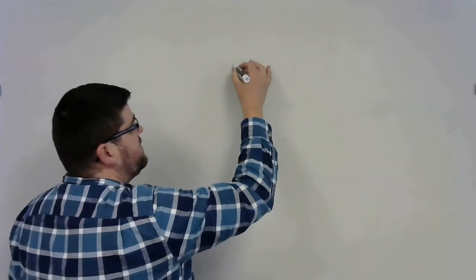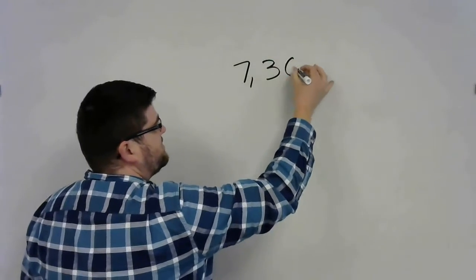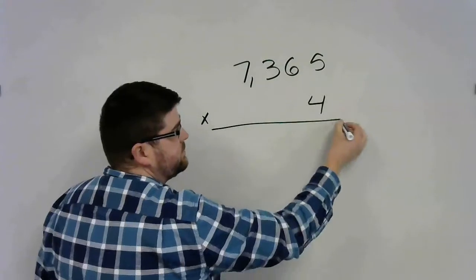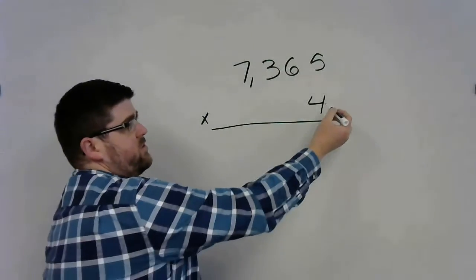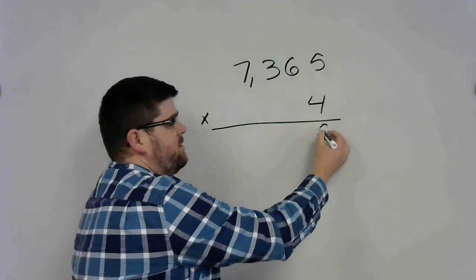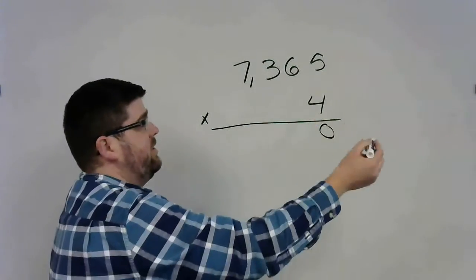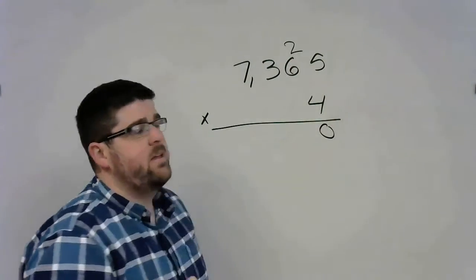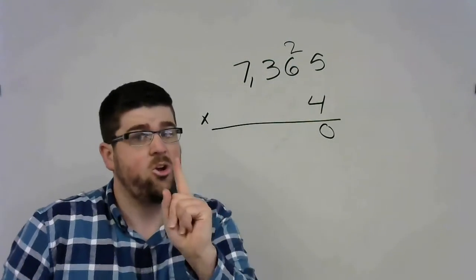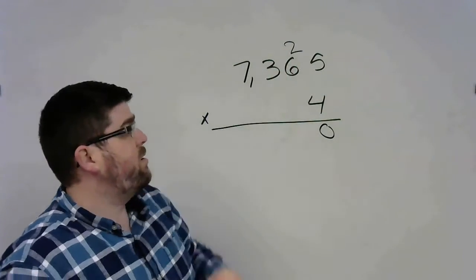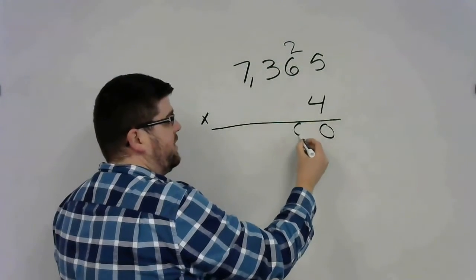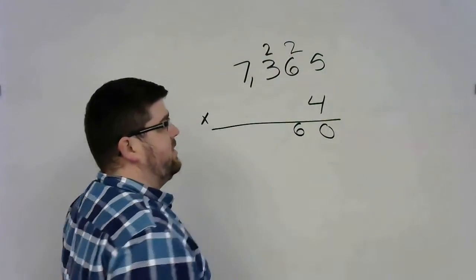Let's pick 7,365 times 4. I start over here with the 1's column. 4 times 5 is 20. 0 in the basement, and I put my 2 in the attic. And then my next thing I do is 4 times 6, which is, you're right, 24. And then what am I going to do with my attic? Add it, you're correct. So 26 would be 6 in the basement, 2 in the attic.